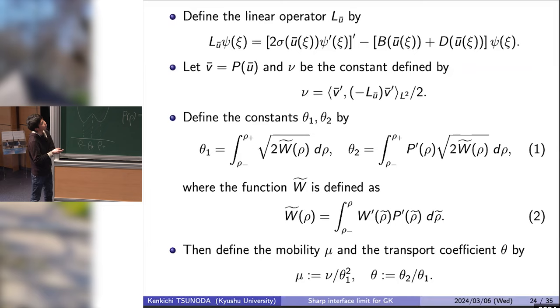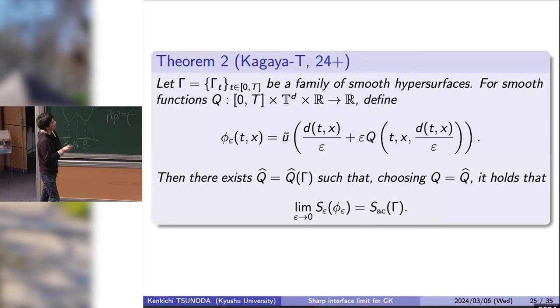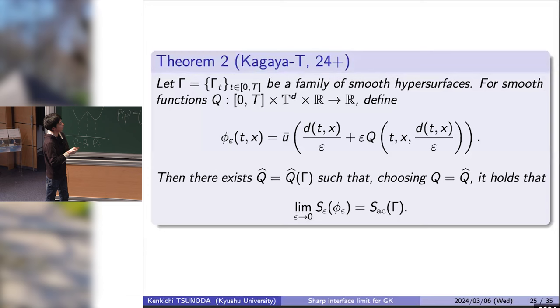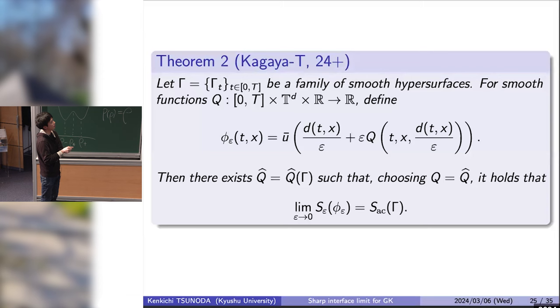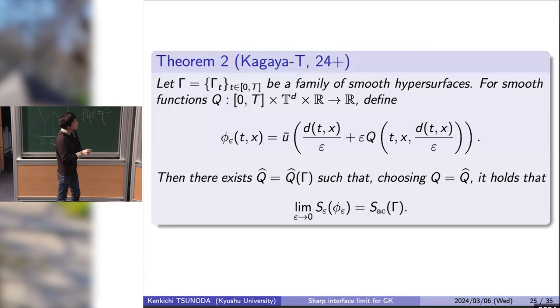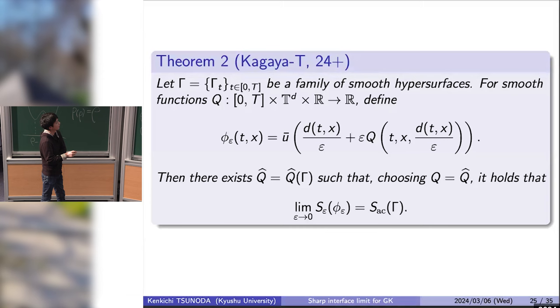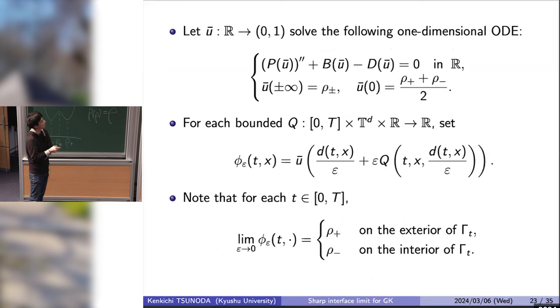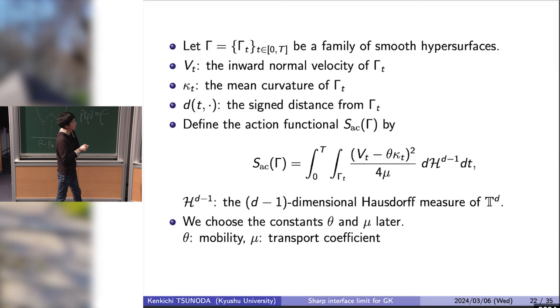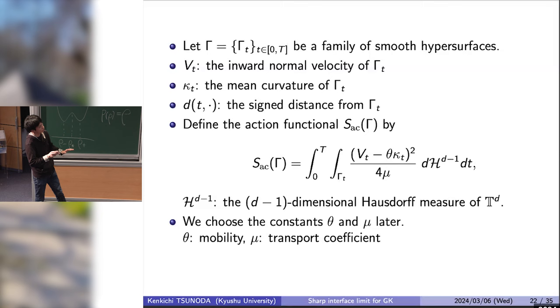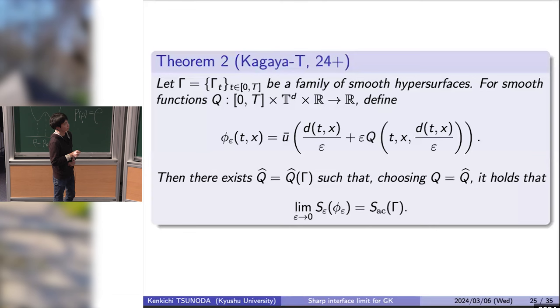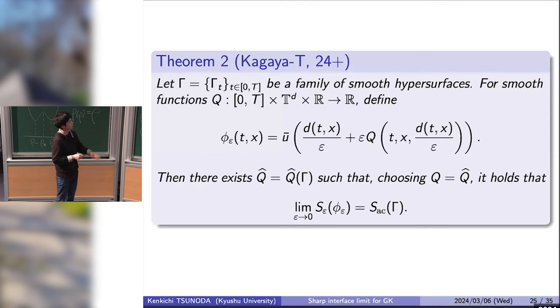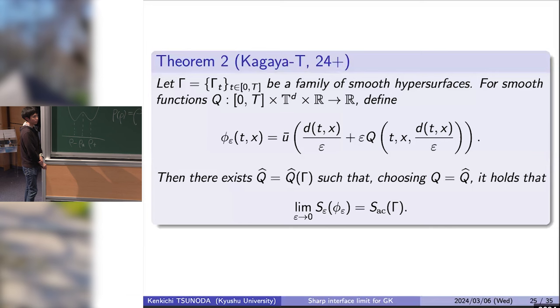And our result is the following. Let us give a general evolution of smooth hypersurfaces gamma t, and let us define phi epsilon as before. Then we can show that for each smooth Q, we get the convergence of S epsilon of phi epsilon. But if we choose an optimal Q hat, then the limit is given by the previous quadratic energy. And this must be the expected large deviation rate function, but at the moment, we did not prove it. And this Q hat must be the optimal choice among smooth functions Q. This is our main result.